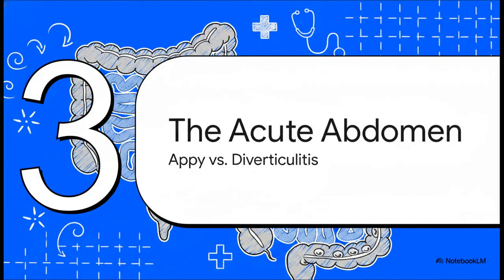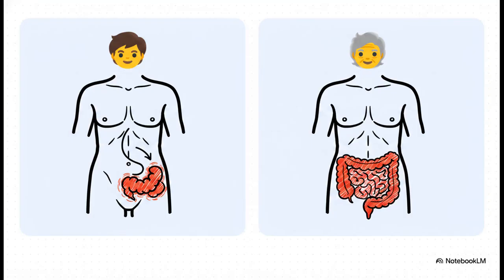Okay, Module 3, the acute abdomen, appendicitis versus diverticulitis. Now we're cross-examining the lower abdomen to sort out right-sided from left-sided inflammatory vectors. Age and the migratory pattern of the pain are your major tipping points here. Classic appendicitis usually strikes younger patients, with pain starting vaguely around the belly button before localizing sharply to the right lower quadrant at McBurney's point.